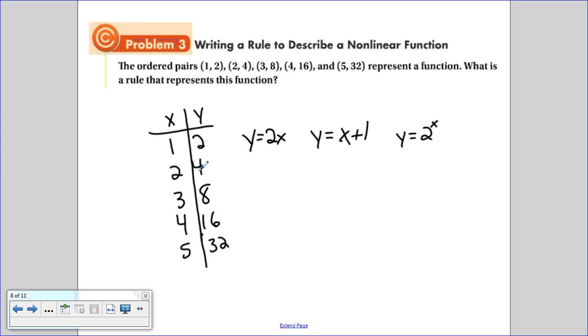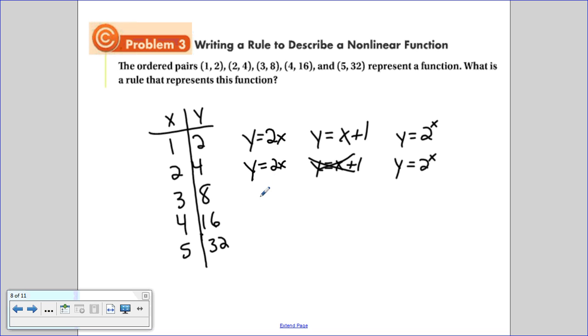Okay, what works for the second one? Does this work? y equals 2x. Yeah, if you take 2 times 2, that gets 4, so that still works. Does y equals x plus 1 work? If we take 2 and put it in there, 2 plus 1 is 3, so that no longer works. How about this one? 2 to the x. 2 to the second power. 2 squared is 4, so that still works. Okay, so we're still alive with 2 of them.